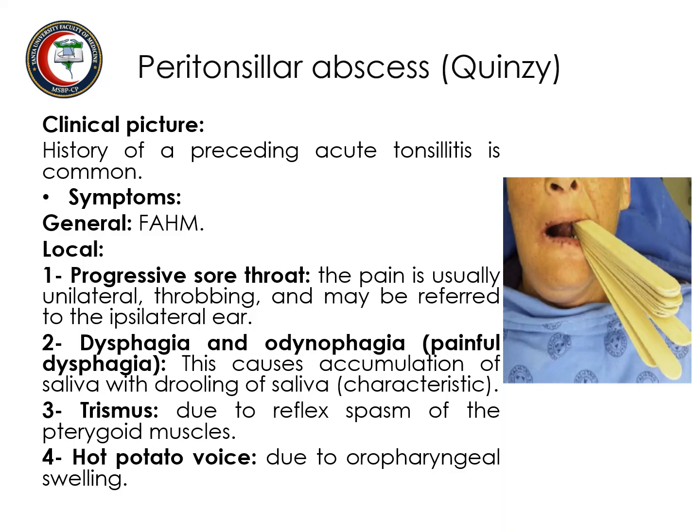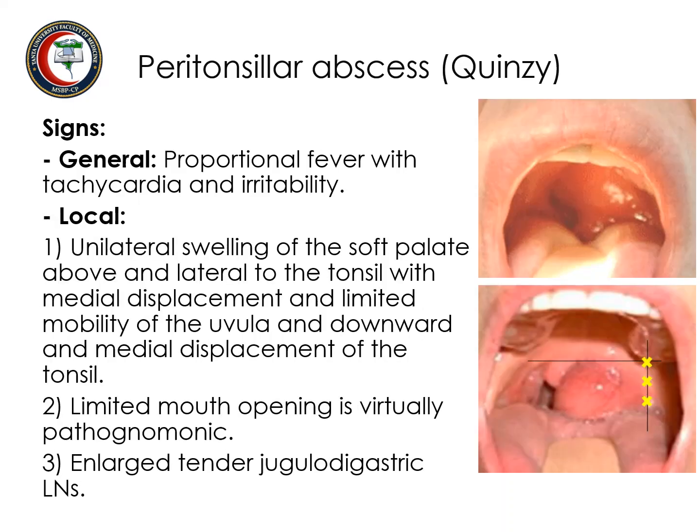Trismus is one of the most common symptoms the patient presents with, which is normally due to reflex spasm of the pterygoid muscles, while the last symptom is hot potato voice, which is normally due to oropharyngeal swelling and edema.